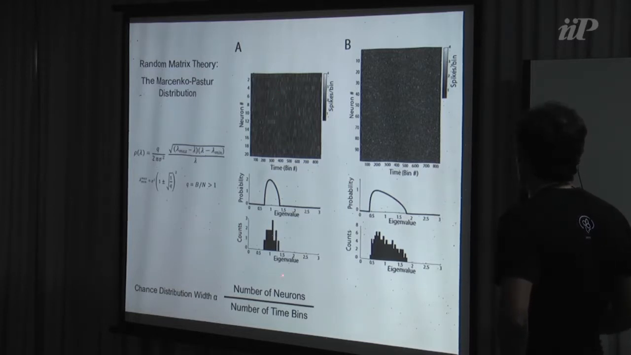Okay, this I already told you. The higher the number of neurons, the wider the distribution, and the lower the number of time bins you have to analyze, the wider as well.